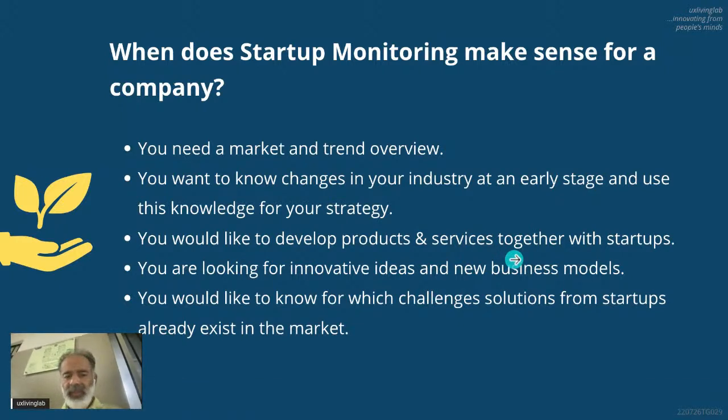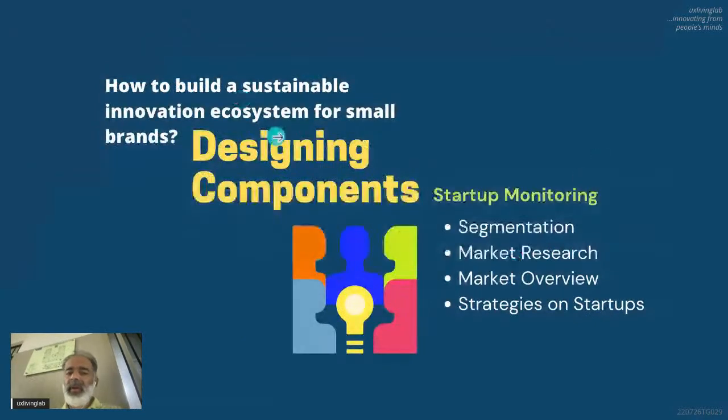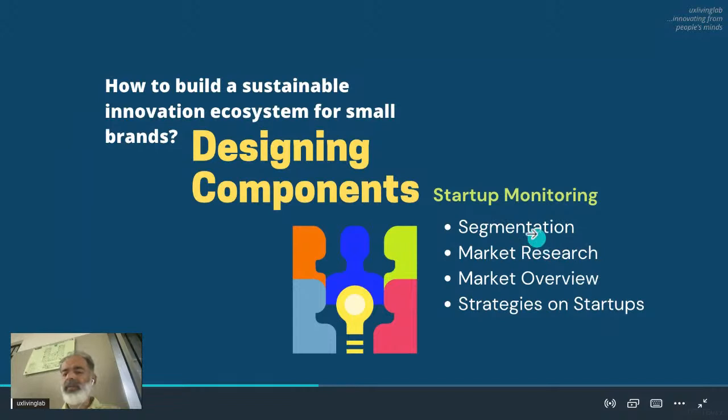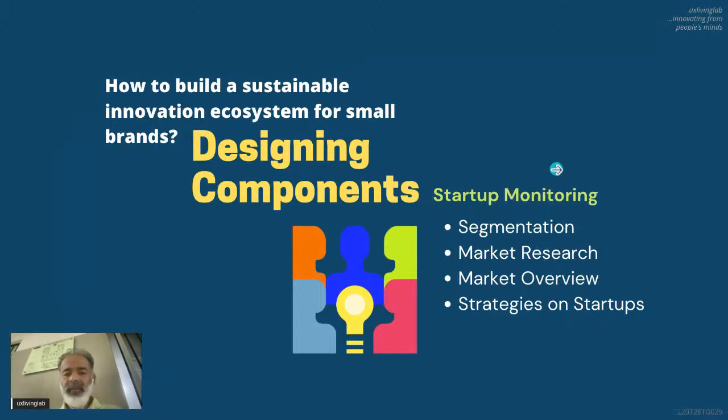So what should be your strategy? For example, when building an innovation ecosystem, there are a lot of components. One of the components is startup monitoring. So what should be the strategy? The strategies are very simple. We can conclude them into 4 steps: segmentation, market research, market overview, and strategies on startups. I will explain it in detail. So you implement these 4 strategies in your business while monitoring startups.